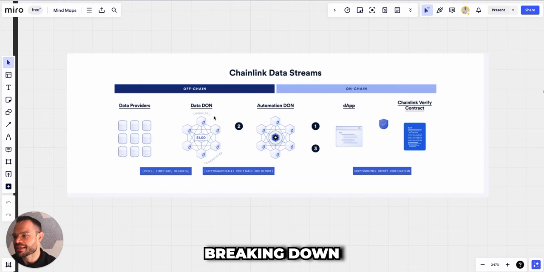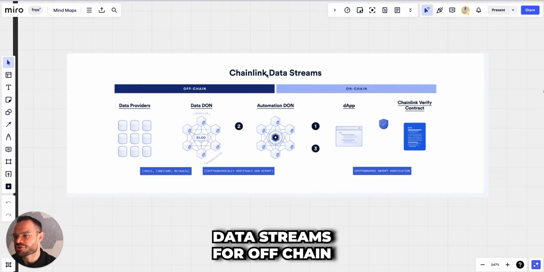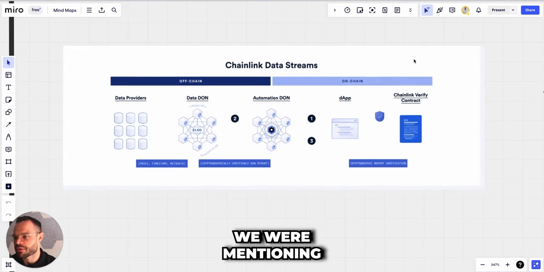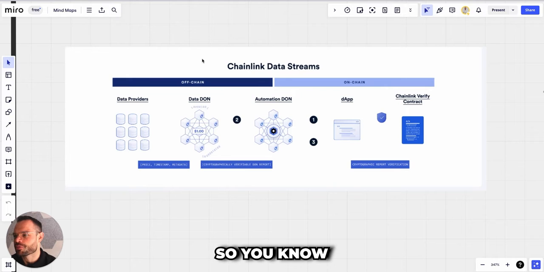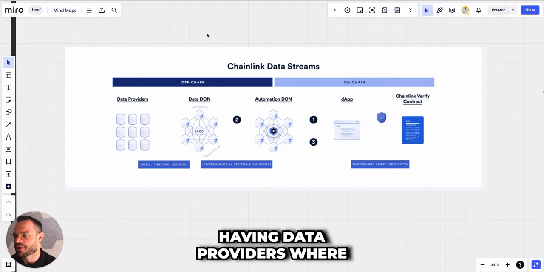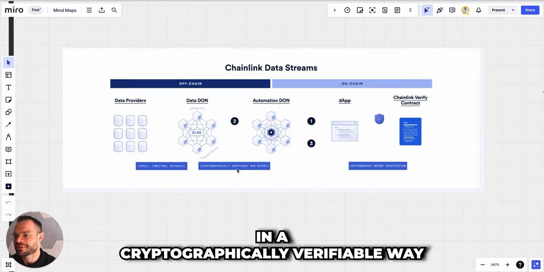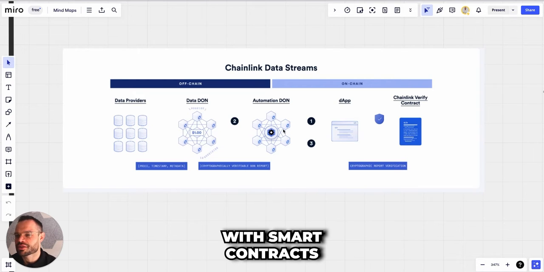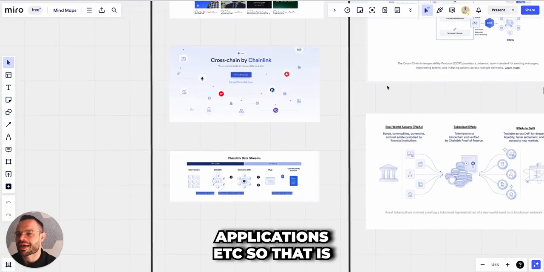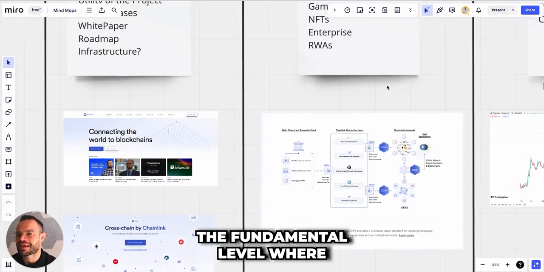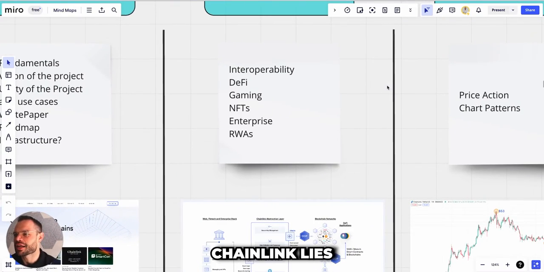This is kind of breaking down the Chainlink data streams for off-chain and on-chain, just like we were mentioning. So, having data providers where you can source reliable information and data and then bringing that on-chain in a cryptographically verifiable way with smart contracts, decentralized applications, etc. So that is kind of the fundamental level where Chainlink lies.